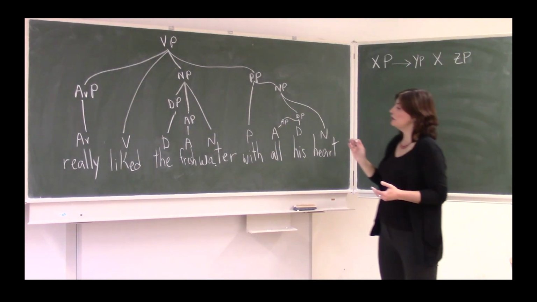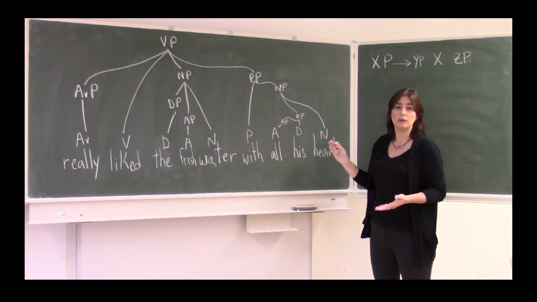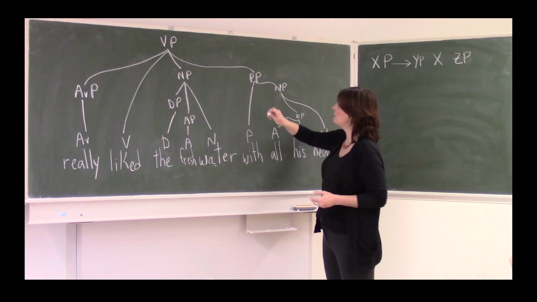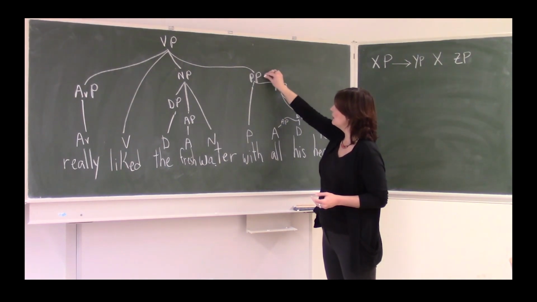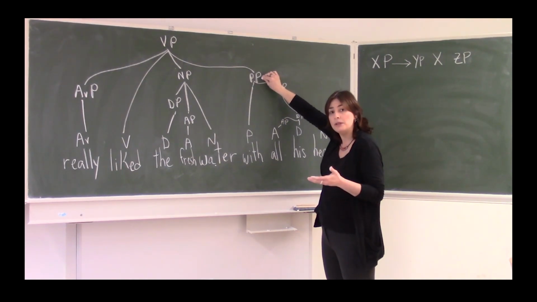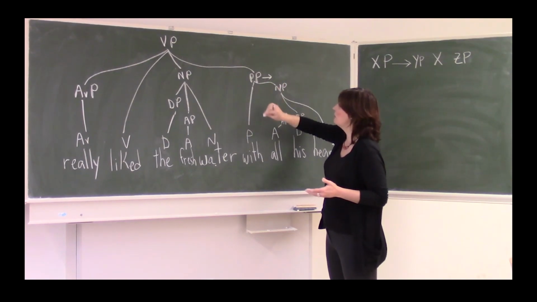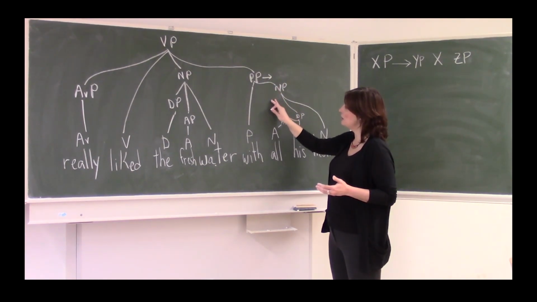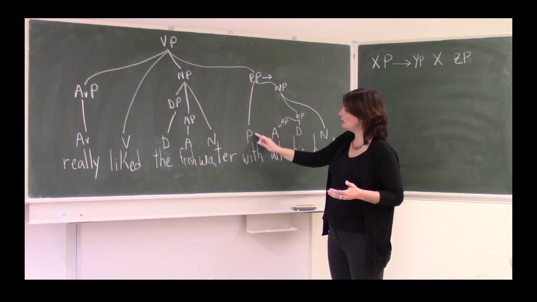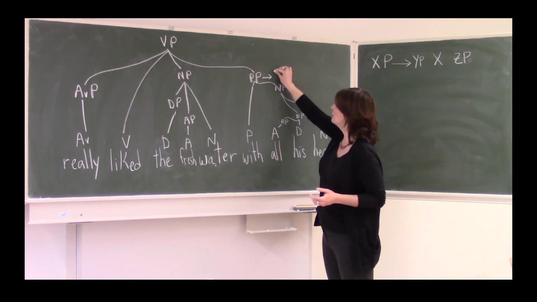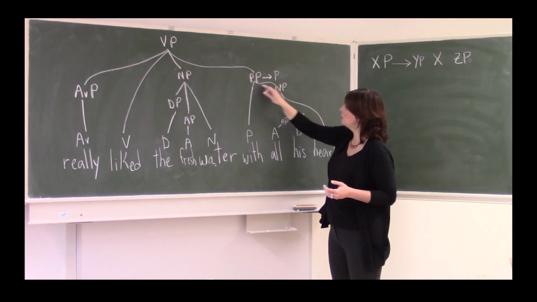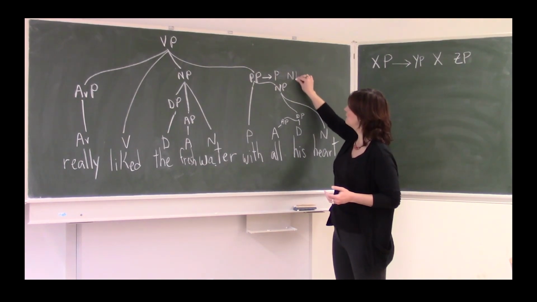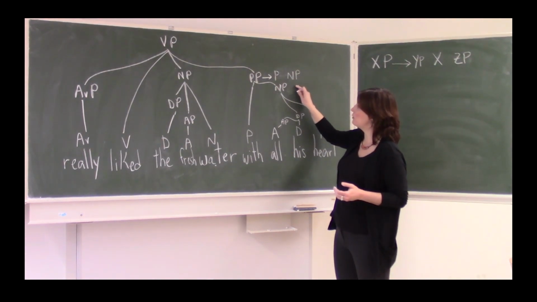So let's write now some real rules. Let's start with my PP, because that's an easy one. What I want to say is that my PP contains, or is made of, everything that it contains. Well, the first one that I encounter is its head, P. And the second one, its complement, NP. So here I have my rule.